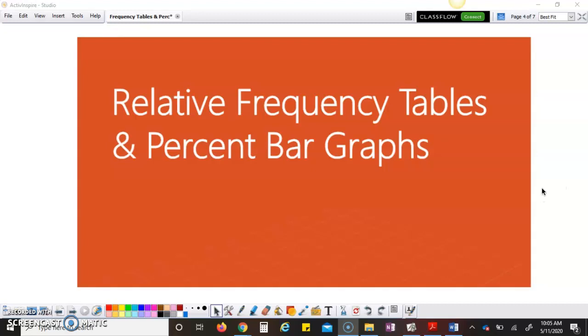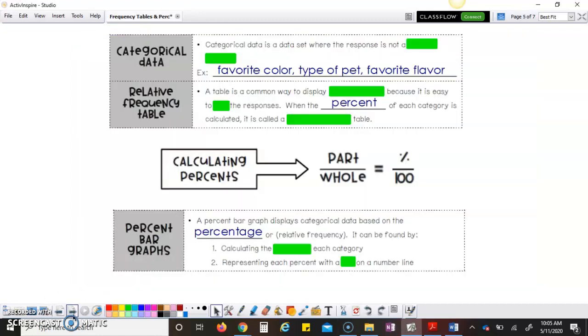This week's lesson: relative frequency tables and percent bar graphs. Okay, so let's go ahead and take some notes real quick. All right, so categorical data. Categorical data is a data set where the response is not a numeric value. Examples of these would be favorite color, type of pet, favorite flavor, and so on. Things like that.